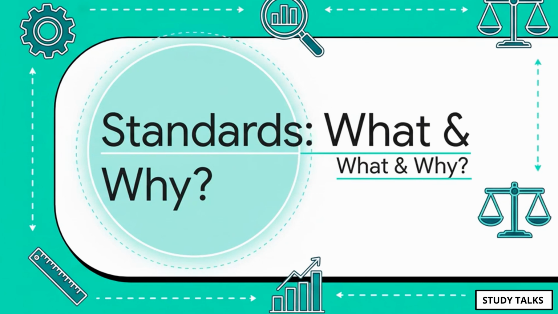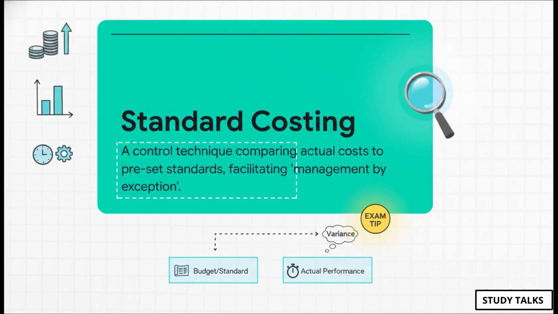So to give that brilliant, analytical answer, we have to start at the very beginning. We need to get the fundamentals down pat. So what on earth is a standard, and why do we even bother with them in the first place? Let's break it down. Standard costing, when you boil it down, isn't just about numbers. It's a powerful control technique. The whole idea is actually pretty simple.